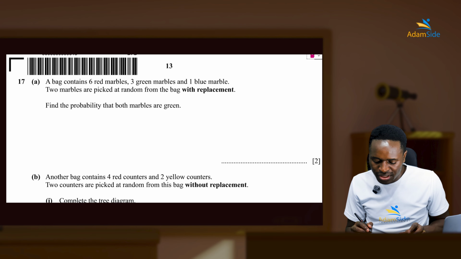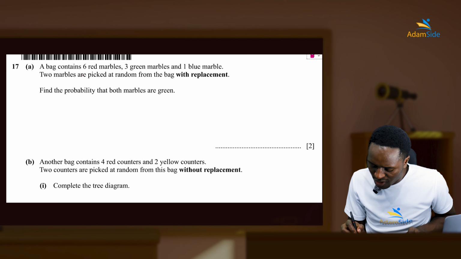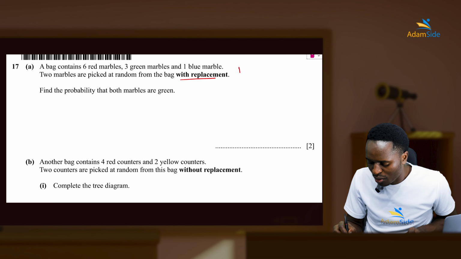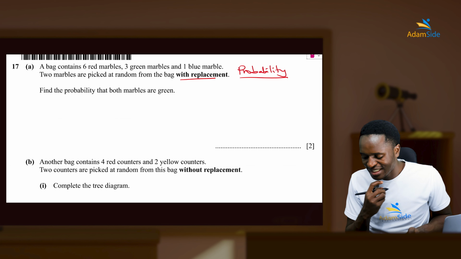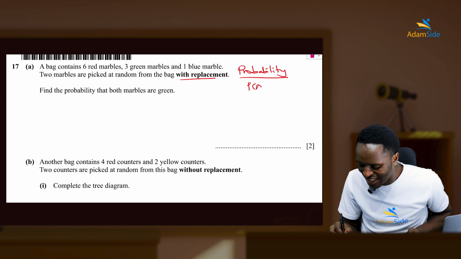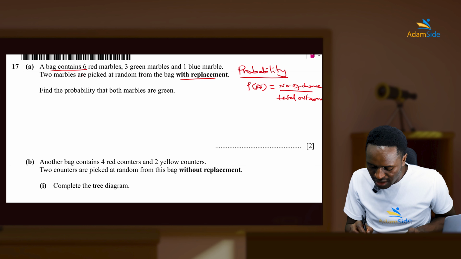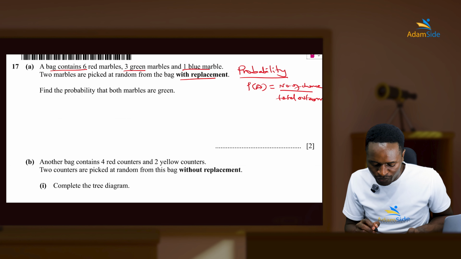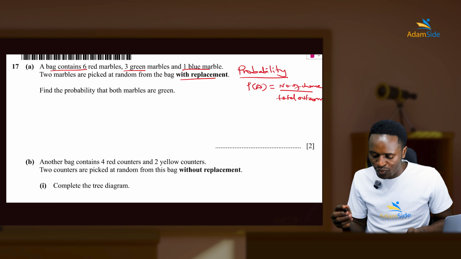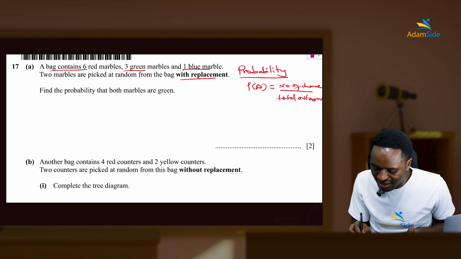Say a bag contains, so whenever you see a bag with replacement, this is called probability. Probability is the number of chances divided by the total. You say probability of an event A is equal to number of chances divided by total outcome. That's it. So a bag contains 6 red marbles, 3 green marbles, and 1 blue marble. 2 marbles are picked at random from the bag with replacement. Find the probability that both marbles are green.